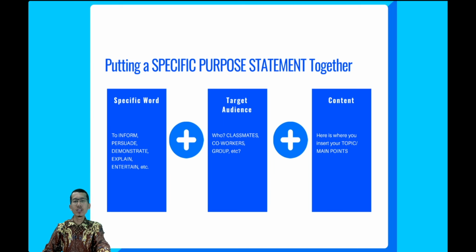Then, the next one is the target audience. For example, my classmates, the members of the social work club, my co-workers, my teachers, my lecturers, and so on. The last one is the content. For example, how to bake brownies, what makes bears better than pigs, and so on. Each of these parts of the specific purpose is important. The first two parts make sure you are clear on your purpose and know specifically who will be hearing your message. However, we will focus on the last part here.